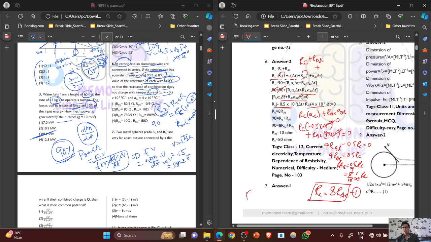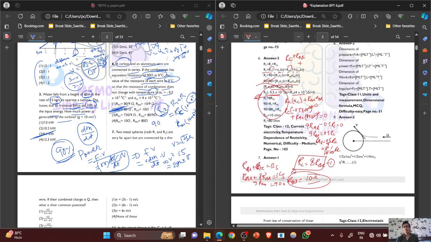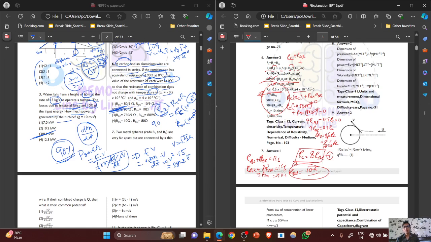Got it? Now we have another equation: Ral plus Rc equal to Rs. Rc will be 8 times Ral, equal to Rs. So it will be 9 times Ral equal to 90. So Ral will be 10 ohm, and Rc will be 80 ohm. So the second is your correct option. Here they have not done the calculation properly. I have explained each step from here. We need to make two equations to find the value of each variable.